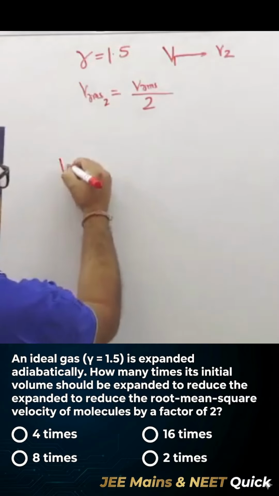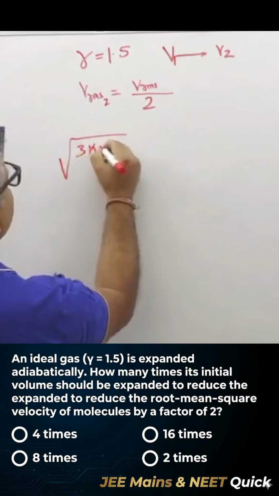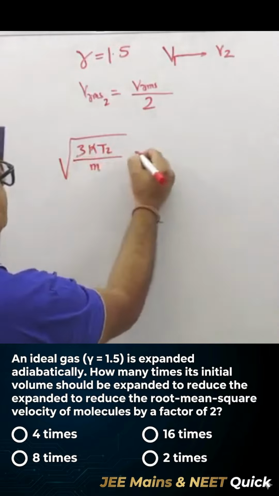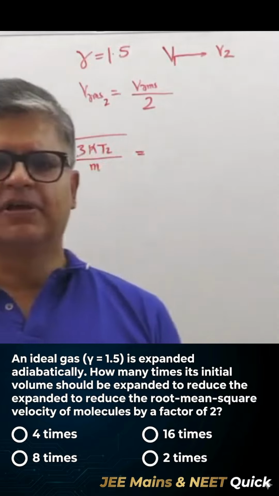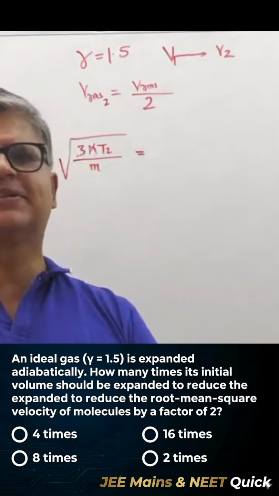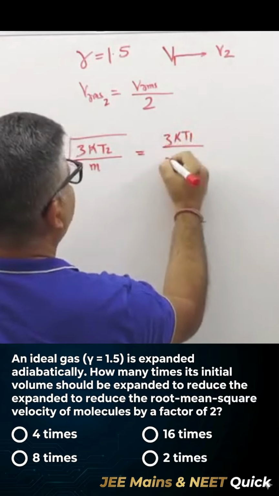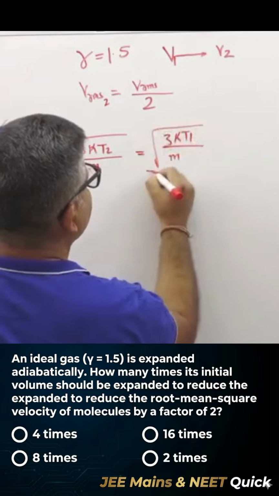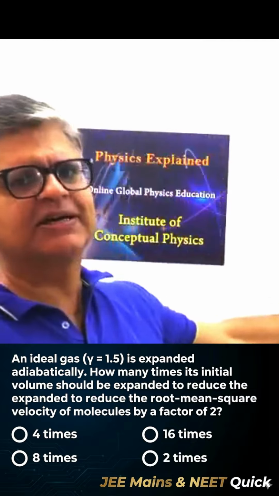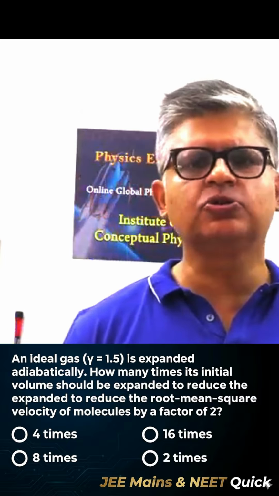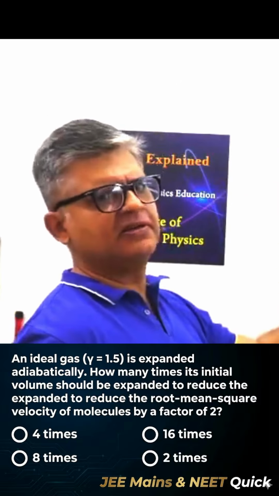Okay, so under root of 3kT2. My T2 is the new temperature for half the velocity. I cannot change the gas, right? The gas is M. So whether I change the volume or temperature, it is still the same gas. So I will write it as 3kT1 upon M. I will write it divided by 2 because my new temperature has to be reduced to change the RMS velocity.